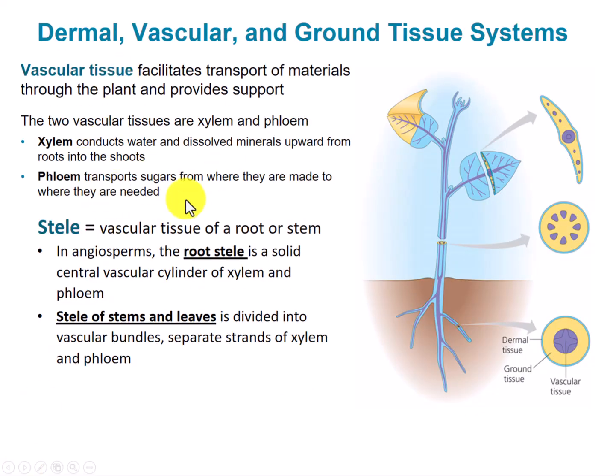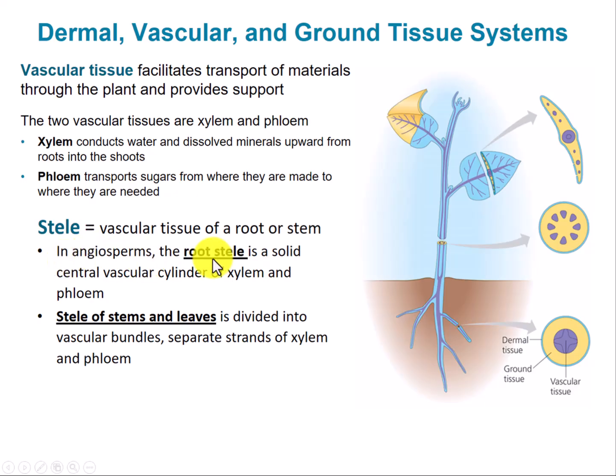Our vascular tissue, and we've talked about these a couple of times, are our xylem and our phloem. The xylem is going to conduct the water and dissolved minerals, whereas the phloem will conduct the sugars or carbohydrates made by the plant via photosynthesis. The stele is our vascular tissue of the root system. So the stele is the composition of all of that vascular tissue.